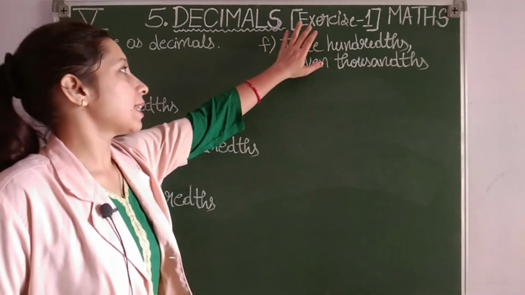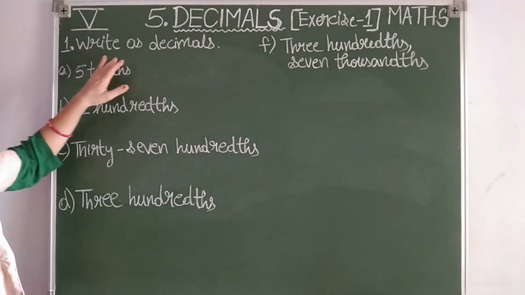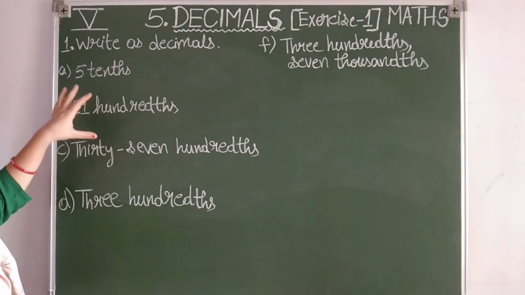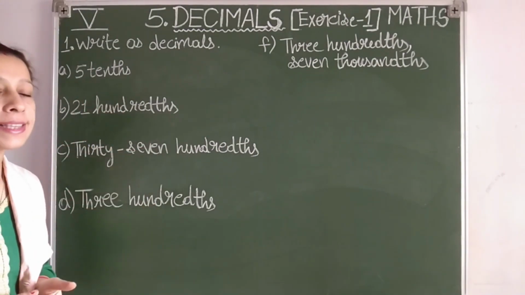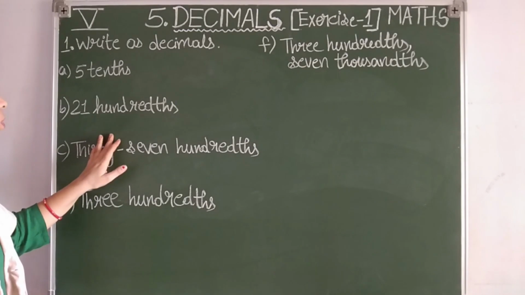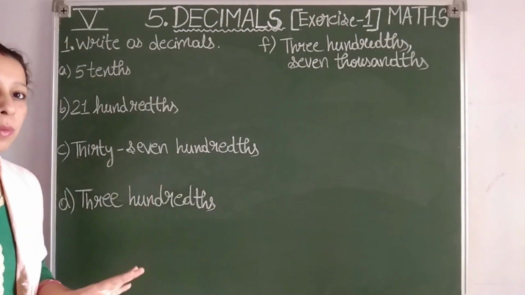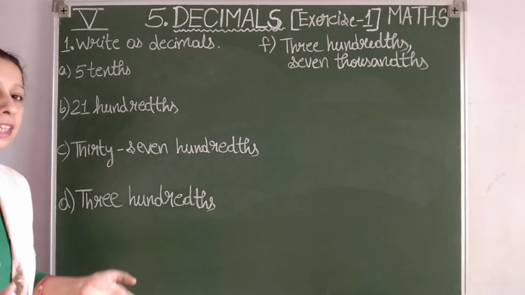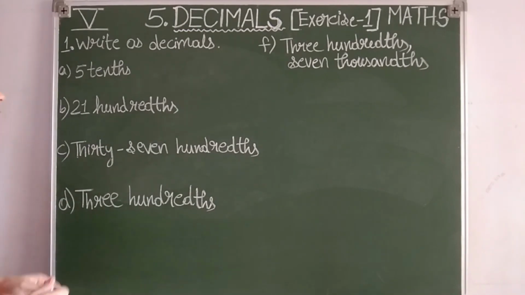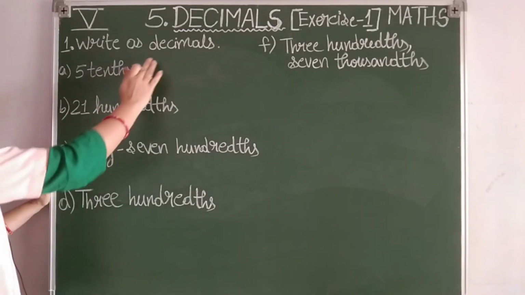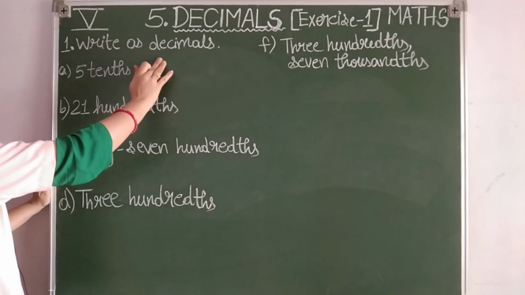Okay students, so exercise 1, question number 1 is write as decimals. Here some values are given, you are going to write as decimals. For solving this question, the place value of decimal number should be very clear to you. I have just explained, so I hope it is clear. Let us see students, how to write the given numbers or values as decimals.